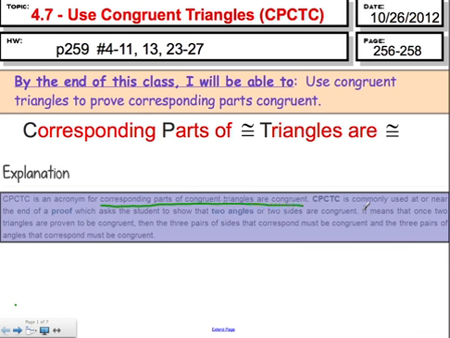It's commonly used at or near the end of a proof, so we're going to use it with our proofs. And it's used in order to show that two angles or two additional sides are congruent. So once you've proved the triangles congruent and we want to prove some additional stuff, this is what we use. It means that once you prove the two triangles are congruent, the three pairs of sides that correspond must be congruent, and the three pairs of angles must be congruent as well.